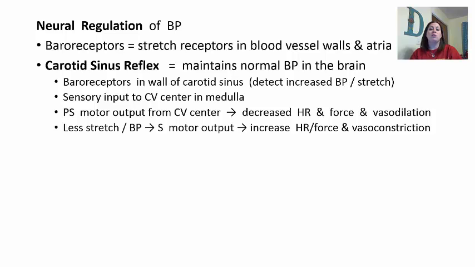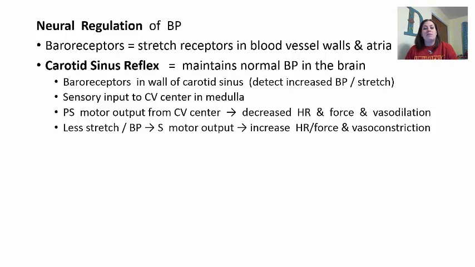Baroreceptors in the walls of the carotid sinuses detect increased blood pressure when they get stretched. This is a sensory input that gets sent to the cardiovascular center in the medulla, which is then going to determine what needs to be done. With the parasympathetic motor output from this center, it's going to decrease your heart rate, decrease the force, and cause vasodilation. This will ultimately decrease your blood pressure.